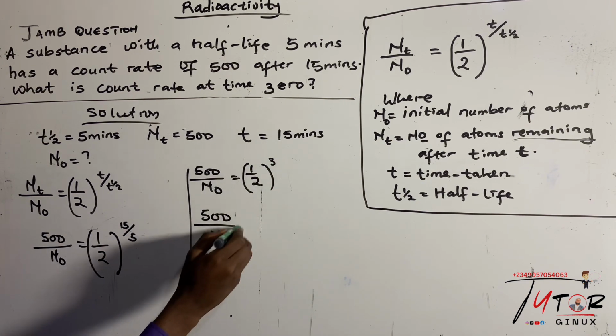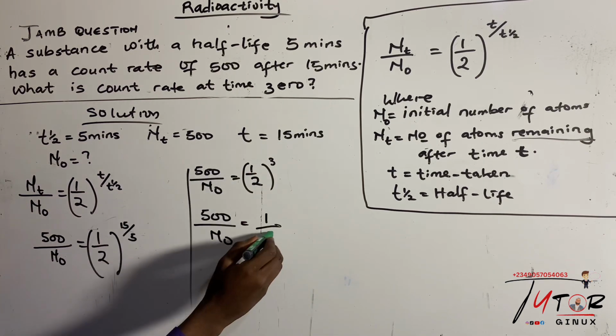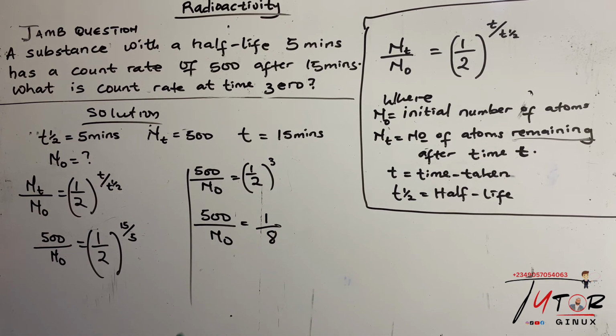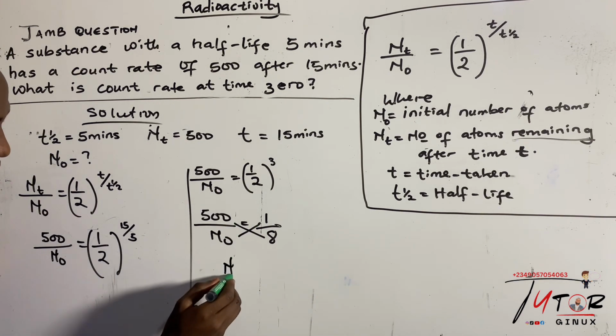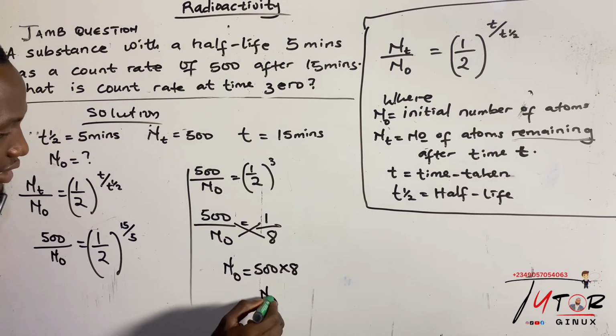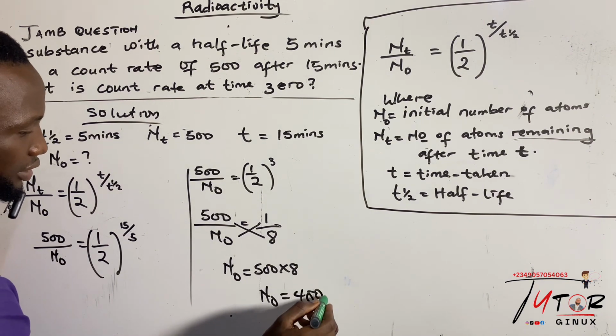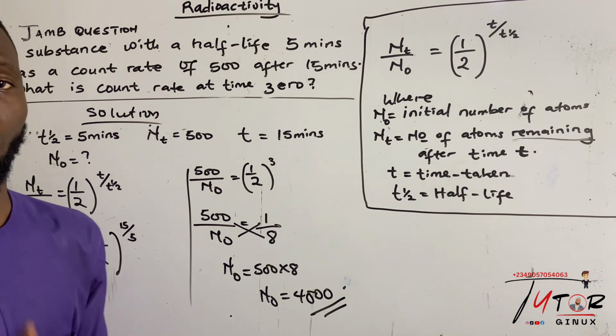500 over n naught. 1 raised to power 3, that is 1. 2 raised to power 3, that is 8. So to get n naught, we cross multiply. This will multiply this. That is, n naught is equal to 500 times 8. And n naught is equal to 4,000. So that is the correct answer to this question.